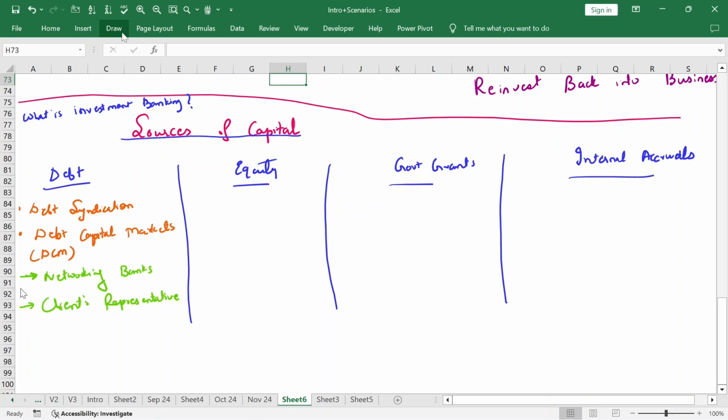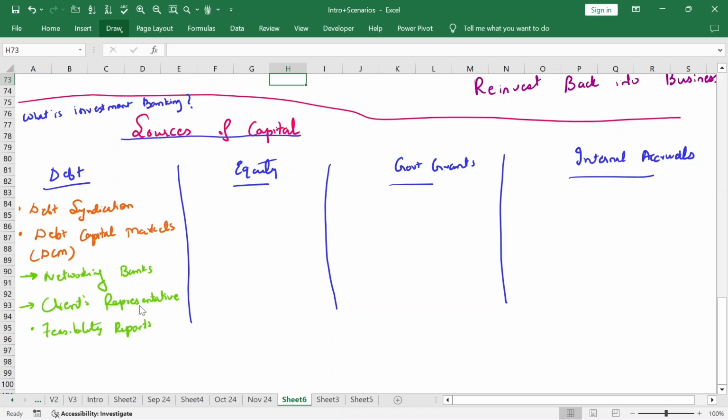You represent the client in front of the banks. And in order to represent them, the banks will not easily give you the loans. They will ask, what is the feasibility? They will ask for something called the feasibility reports.